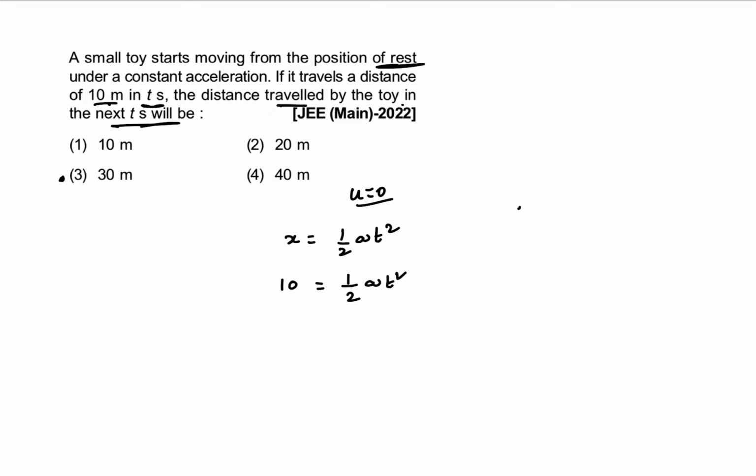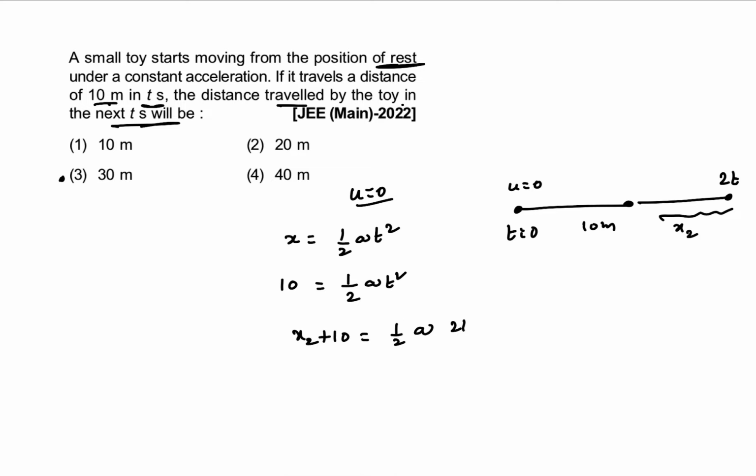Second case, they ask the distance traveled by the toy in the next t seconds. Means it is starting from here, u is equal to 0 at t is equal to 0. First it has traveled 10 meters. Next t seconds means in 2t time how much distance? Distance traveled in the next t seconds they are asking, so you can write that as x2. So you can write x2 plus 10 is equal to half a into (2t) whole square. We can write x2 plus 10 is equal to half into a into 4t square.